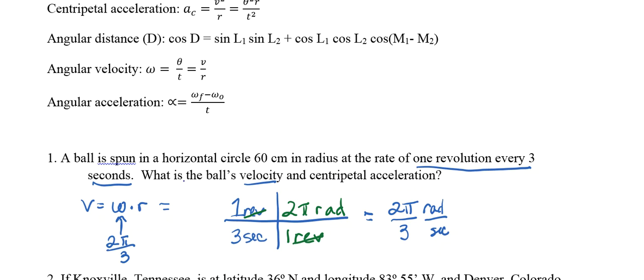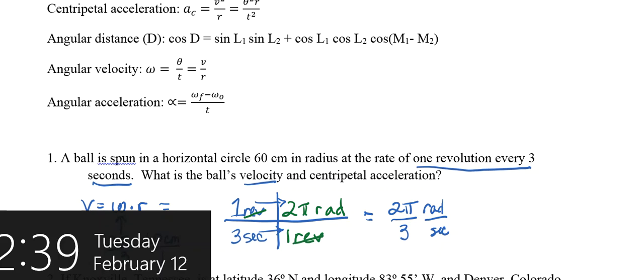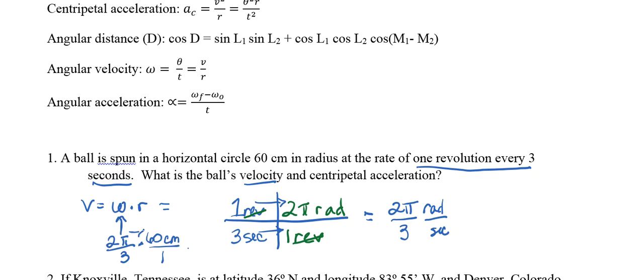I need to multiply it by the radius. My radius is 60 centimeters. So I'm going to times this by 60 centimeters. And that's over 1 because there's no bottom unit. So I multiply straight across, just like I did here. Everything gets multiplied straight lines horizontally. So I'm going to go 2 pi times 60, which is 120 pi. 3 times 1, which is 3. 120 divided by 3 is 40. So it's 40 pi. Now I can go ahead and grab my calculator and do 40 times the pi symbol.